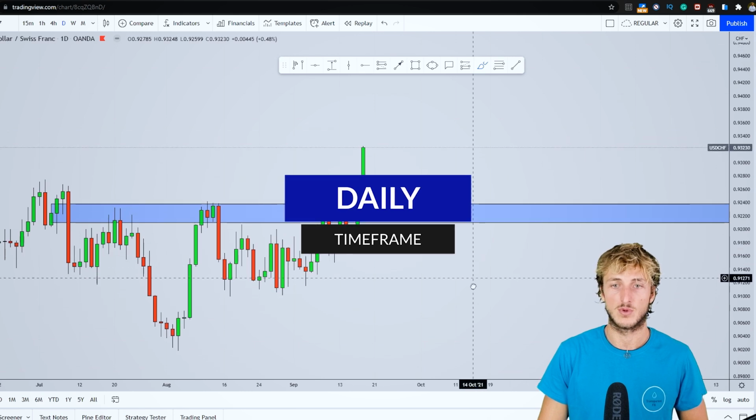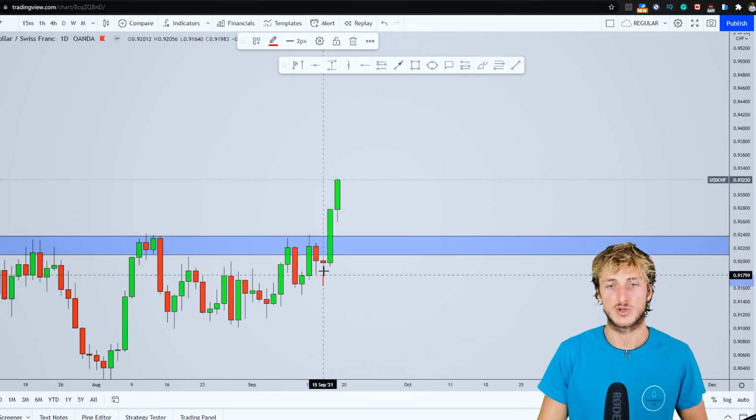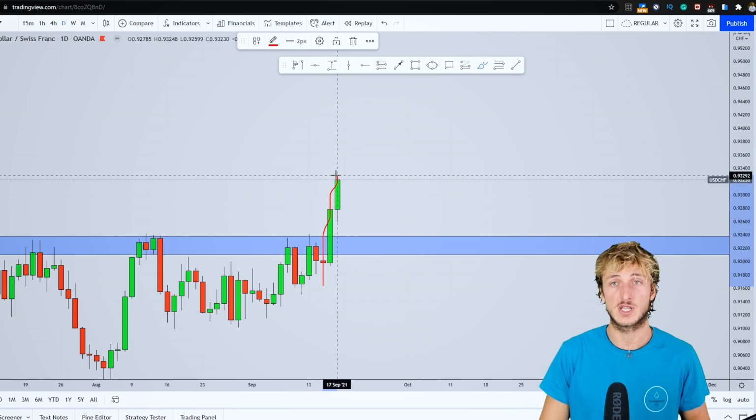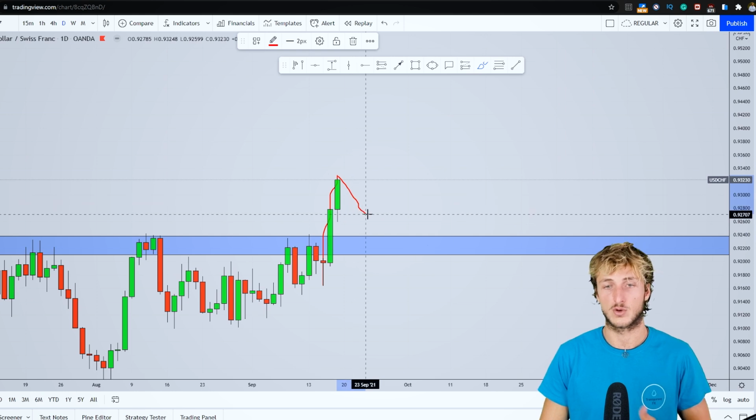Now, if we go down on the daily time frame, what do we see? Now here in the daily time frame, we can see how the market has just printed a very strong impulse to the upside. And at this point, what we can expect is for the market to provide a correction.